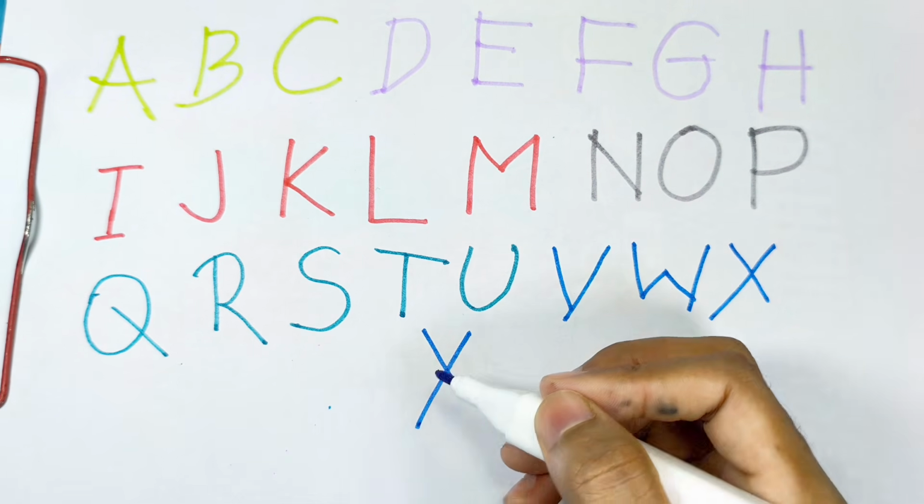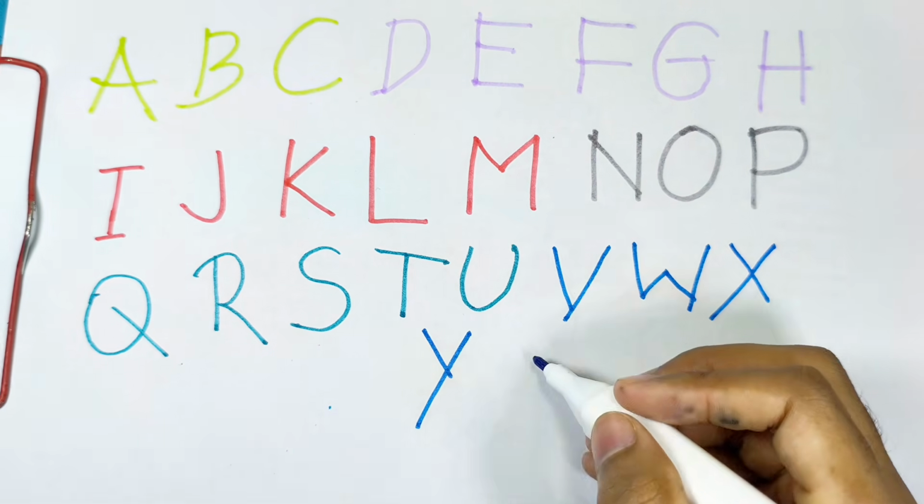Y. Y for yolk. And the last one is Z. Z for zoo, Z for zebra.